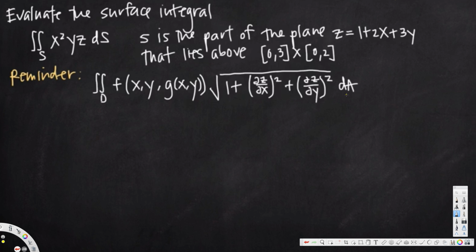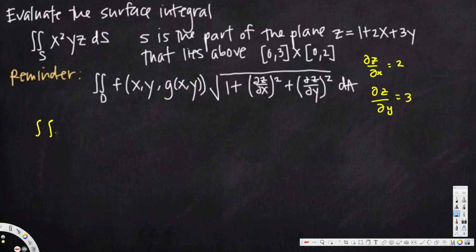Okay, now first of all we have to find the partial derivative of z with respect to x. Here we have z provided, so we take the partial derivative with respect to x first, and if you do that we treat y as a constant, so the 3y is going to become 0, and we are going to have 2 right here. And if you do the partial derivative of z with respect to y, we get 3. Now we can go ahead and write our double integral.